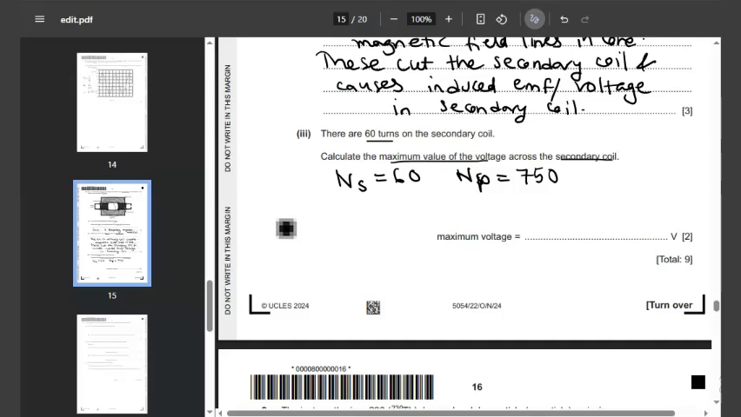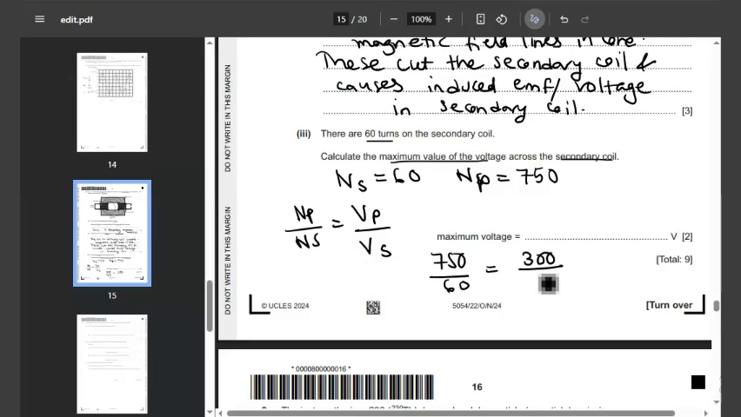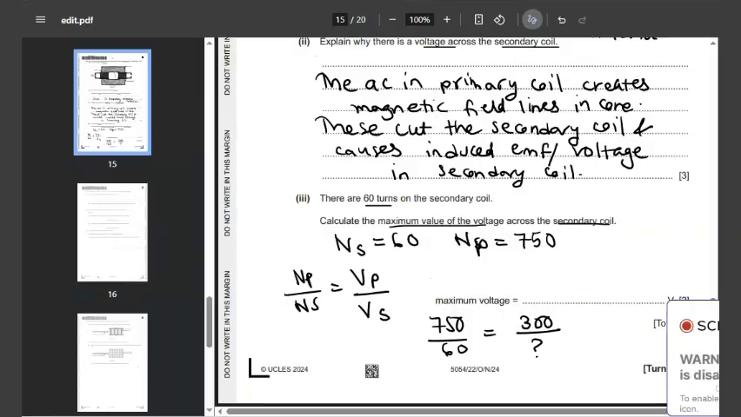And the formula is NP divided by NS is equal to VP divided by VS. NP divided by NS is equal to voltage of the primary coil divided by the voltage in the secondary coil. So 750 divided by 60 is equal to 300 divided by something we have to find out. So after calculation, we can see that the maximum voltage in the secondary coil will be 24 volt. And therefore 24 volt is the maximum voltage of the secondary coil.